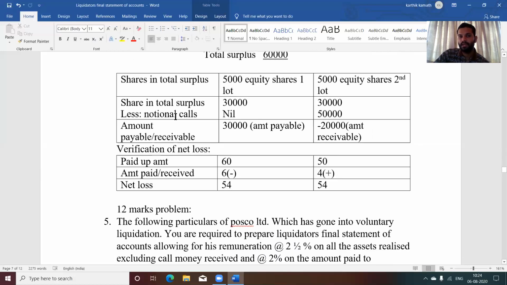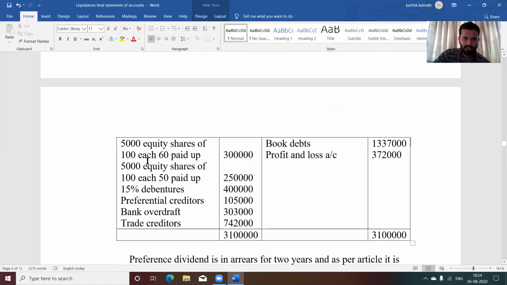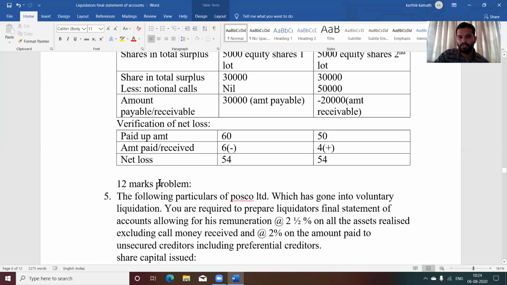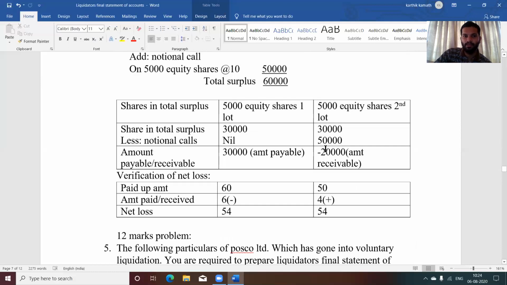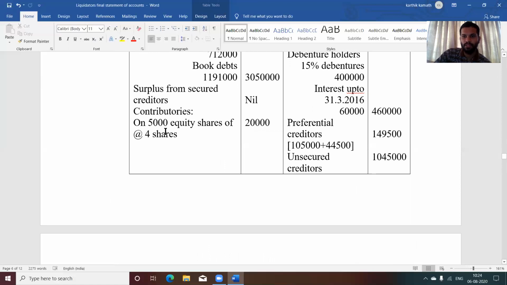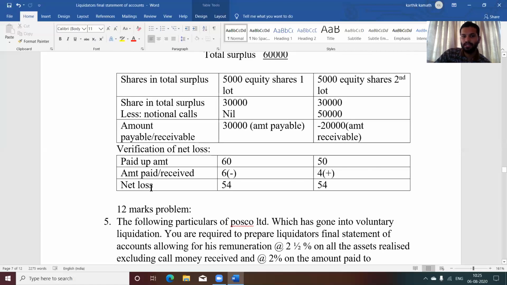Why we want per share, I will tell you. The last thing you need to do is verification of net loss. Paid up amount is 60 for the first class of shareholder and 50 for the second class of shareholder. The last working note is verification of net loss, 60 and 50, amount paid or received. For the first shareholder, the amount paid, that is the payment made to the equity shareholder, is 6, which you need to deduct from the paid up value. Payable means deduct. For the contributory, we have added, so that is 4, an amount receivable that you need to add to the original paid up value. So net loss must be equal for all classes of shareholder, that is 54 and 54. This answer must be equal for all classes of shareholder.